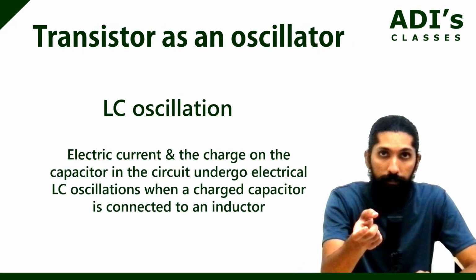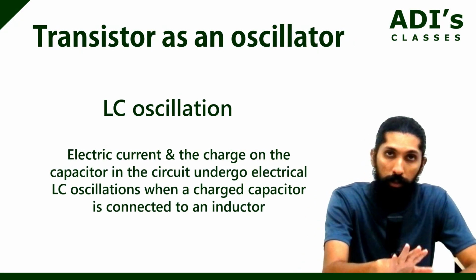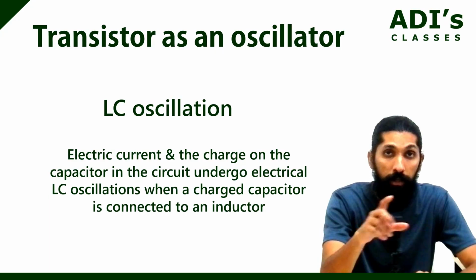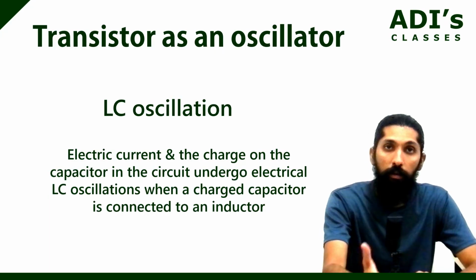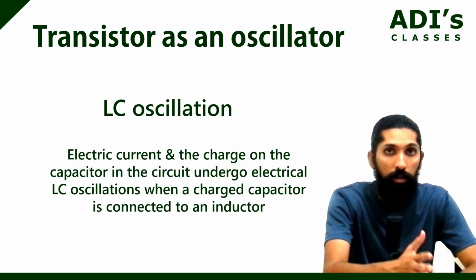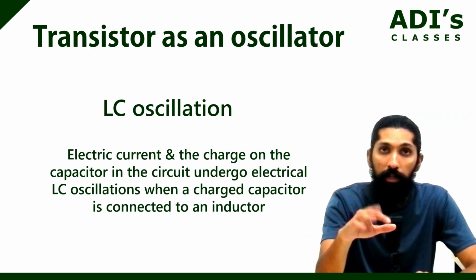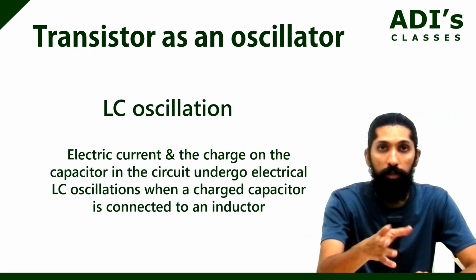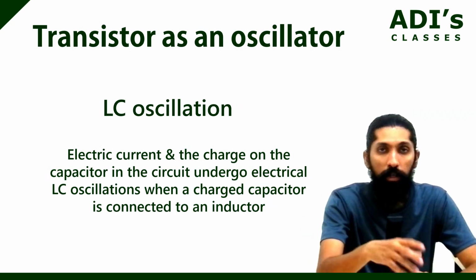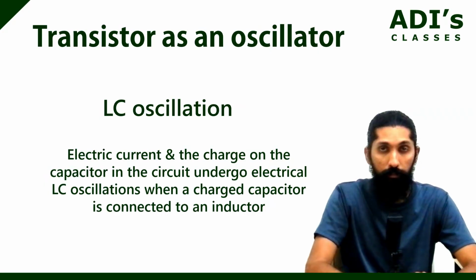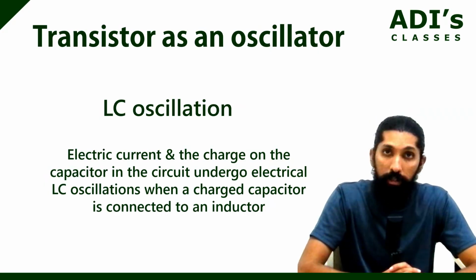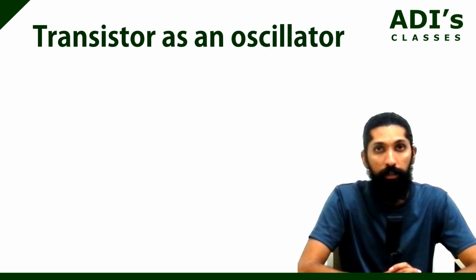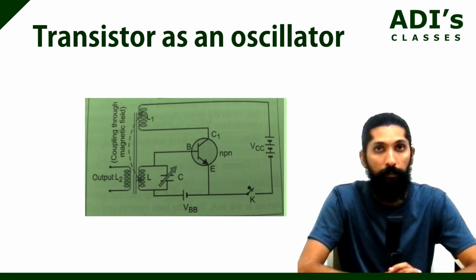The capacitor used to charge, and that used to give the charge to the inductor. The inductor used to have the magnetic field. The magnetic field, again by Lenz's law, used to charge the capacitor back in the opposite direction. This was basically LC oscillation, correct? Now here, how a transistor also behaves like an oscillator, that is what we are trying to understand.